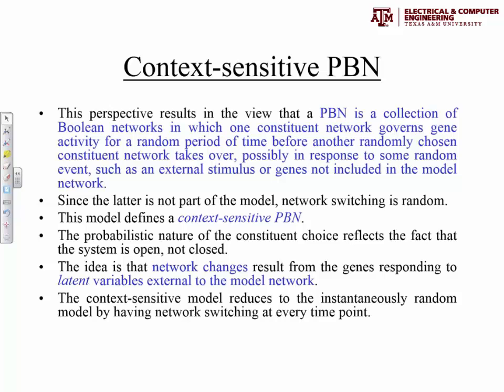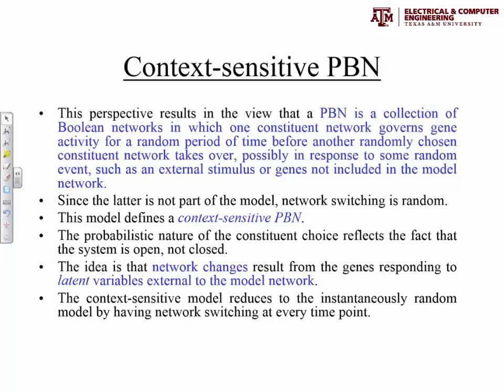So this perspective results in the view that a PBN is a collection of Boolean networks in which one constituent network governs gene activity for a random period of time, before another randomly chosen constituent network takes over, possibly in response to some random event such as an external stimulus or genes not included in the model network. Remember, when you're building this network, you cannot include all the genes, so there will be latent variables. So every time you will not see the same transition, even when the input appears to be the same, because there are some hidden variables that have been left out. Since the latter is not part of the model, this network switching appears to be random.